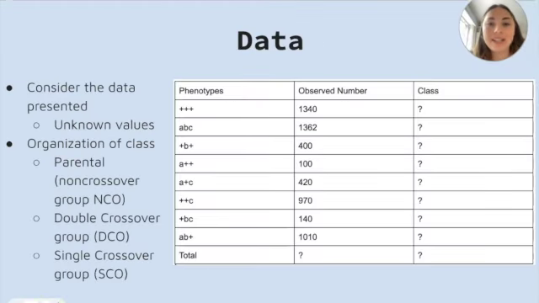Through reviewing the provided data, it is important to first organize the phenotypes into their respective classes. There are three classes they will be organized into: parental non-crossover group, double crossover group, and single crossover group.